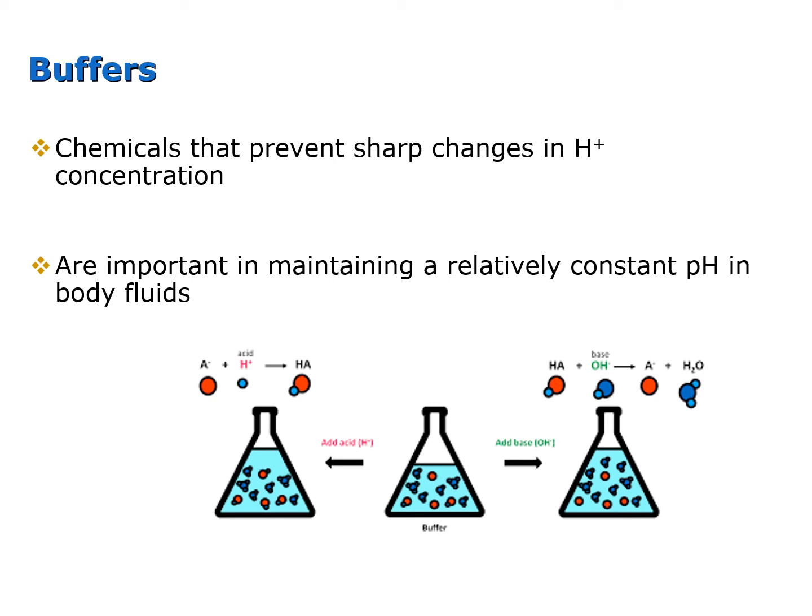Whenever the body is going into too much acidity, they will add the base component to bring it back to the normal range. And whenever the body fluids are going towards the basic or the alkaline side, the buffer system will add the protons to balance it back into the range.